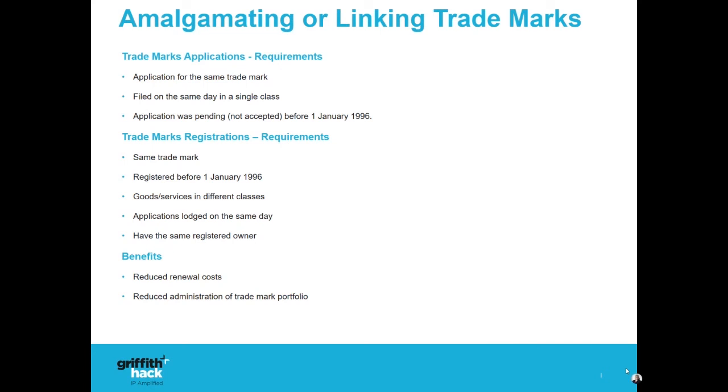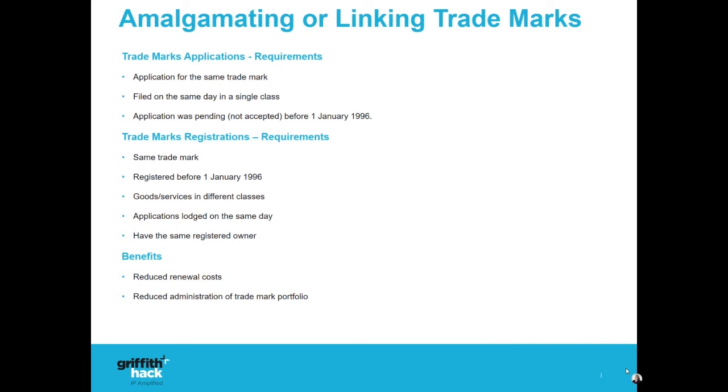And here the requirements are that it must be the same trademark that was registered before 1 January 1996. The goods or services were in different classes, the applications were lodged on the same day, and they have the same registered owner. It's a fairly simple process. It's just a question of sending a letter to the trademarks office, setting out the numbers of the trademarks that you want linked. The trademarks office will amalgamate them and issue a new electronic registration certificate with a new number, but all of the priority details will be retained.